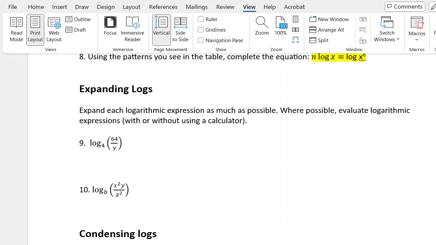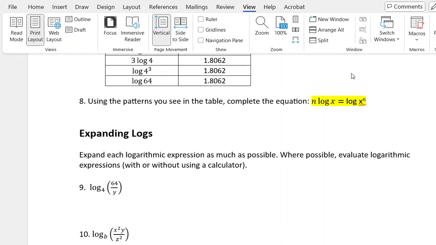In this video, we're going to solve some problems that involve expanding logs. We want to expand each logarithmic expression as much as possible and evaluate logarithmic expressions when possible. So we're going to be using the three properties that we discovered in the previous video.